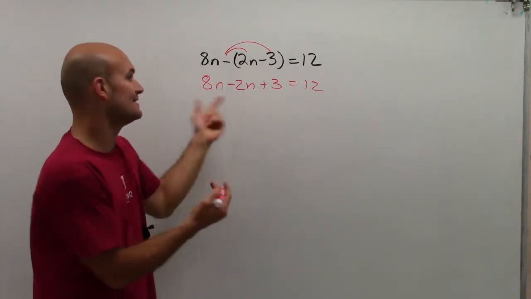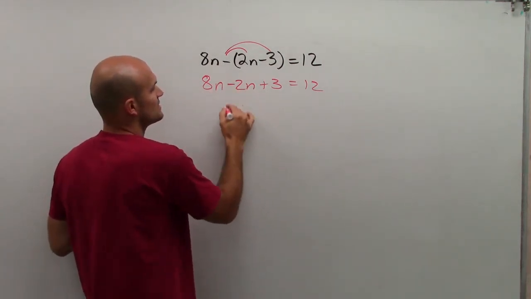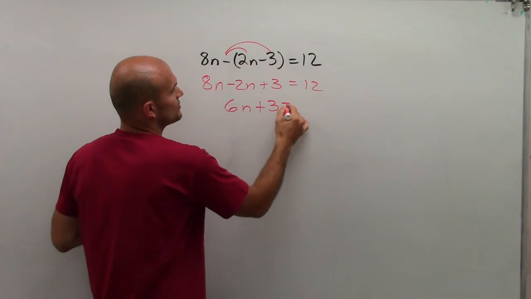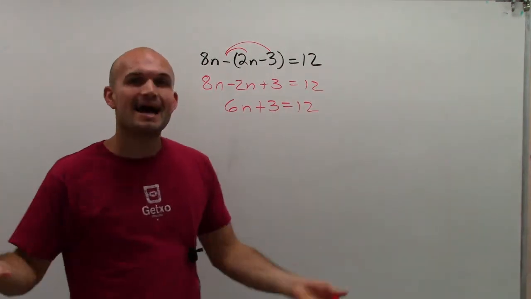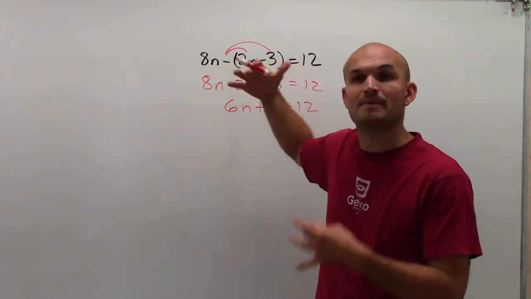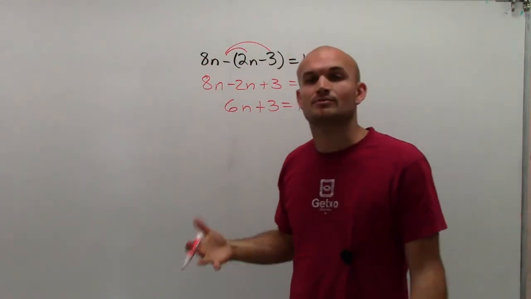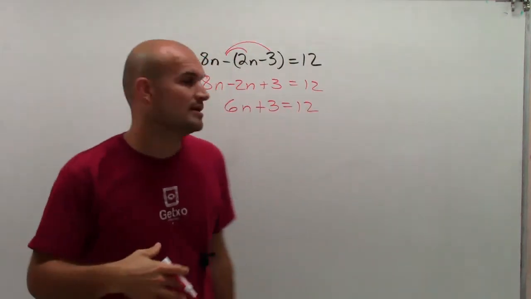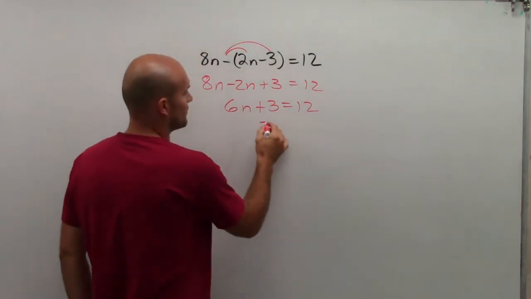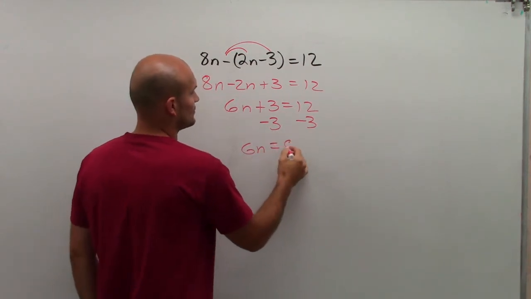Now you see I can combine these. Now these are the like terms, so 8n minus 2n is 6n plus 3 equals 12. So now I've taken this confusing problem and I used my order of operations to simplify it. Now it's a two-step equation, which hopefully we've had enough practice with that we can solve the rest. So now I'm just going to subtract the 3 on both sides. I get 6n equals 9.